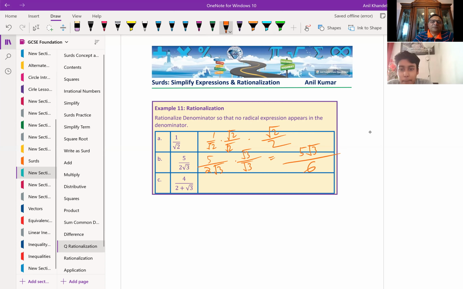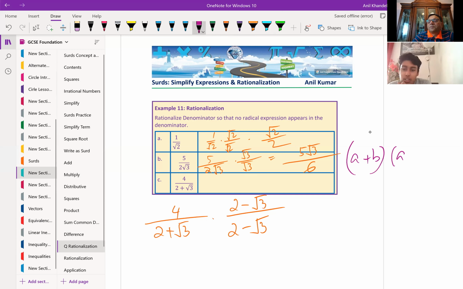Correct. Next one, how will you do? So in that one, it would just be 4 divided by 2 plus square root 3. So I mean, multiply by the conjugate, 2 minus square root 3. This is important, right? So you multiply and divide by the conjugate. Why? You know, a plus b times a minus b is what? It would just be a square minus b square. So you'll remove the radical sign. Do you get the idea? This is called the conjugate.